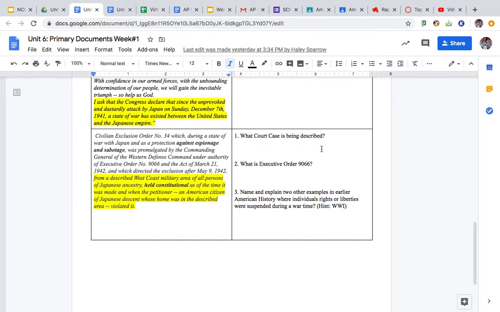Okay, so what court case specifically is being described here? Okay, summarize what Executive Order 9066 is, so specifically what is being called for. Okay, and then I want you to think of 2 other examples in early American history where individuals' rights or liberties were being suspended. There are 2 different examples that you can do in World War I, or if you're super smart and remember all the way back from American History 1, you can also use an example from the Civil War. Okay? I hope that helps.